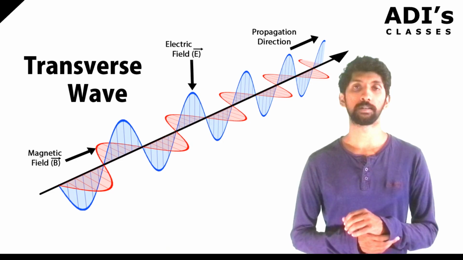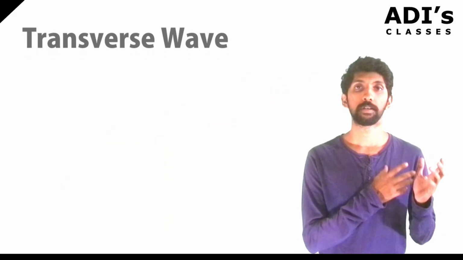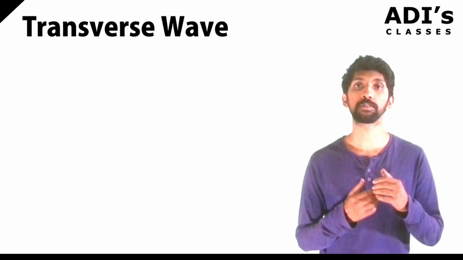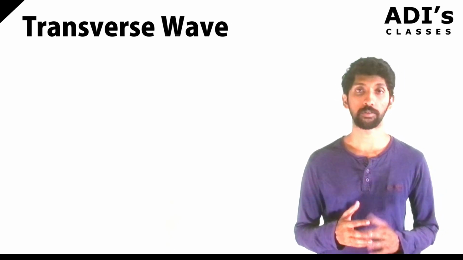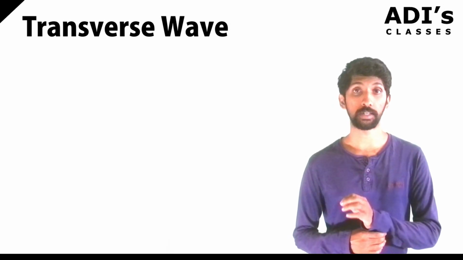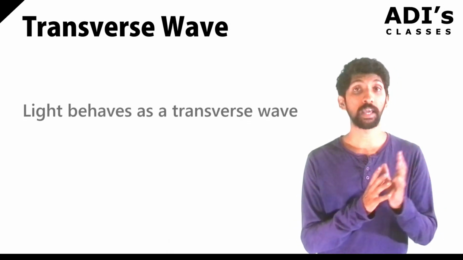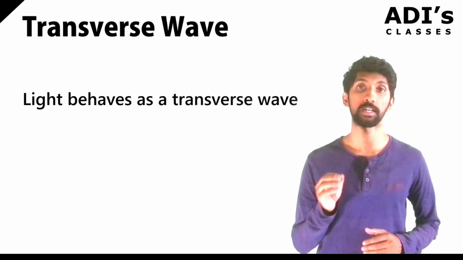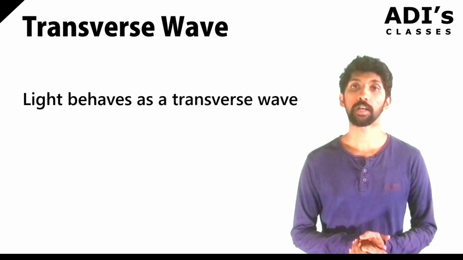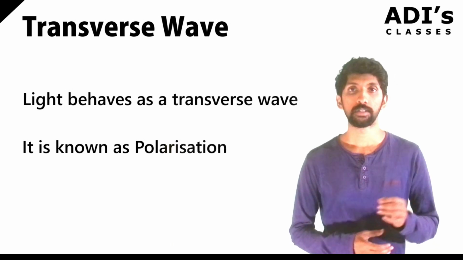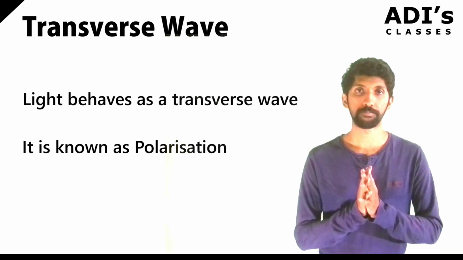Certain properties of transverse waves are so important that we use them in everyday life. One such property or phenomenon where light behaves as a transverse wave is called polarization. Now before we learn what polarization is, a simple example.